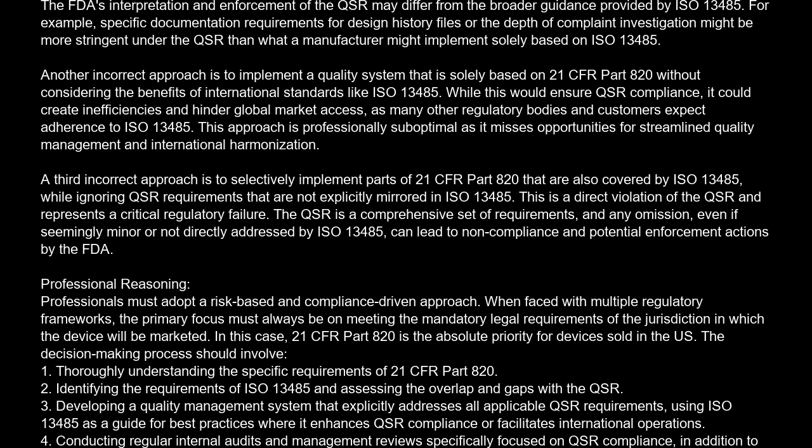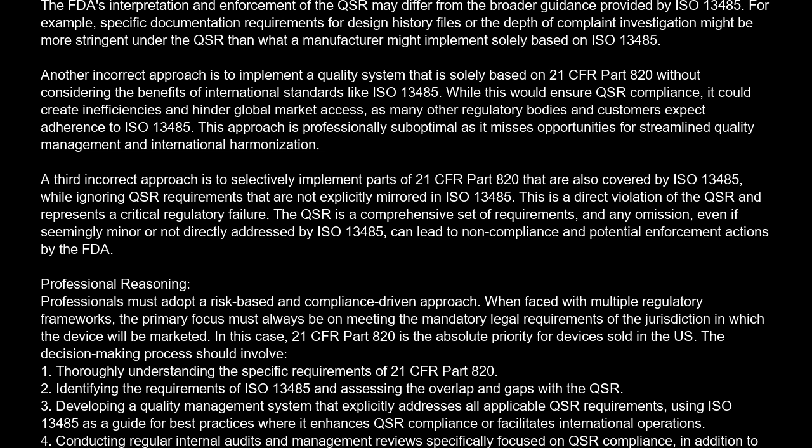A third incorrect approach is to selectively implement parts of 21 CFR Part 820 that are also covered by ISO 13485, while ignoring QSR requirements that are not explicitly mirrored in ISO 13485. This is a direct violation of the QSR and represents a critical regulatory failure. The QSR is a comprehensive set of requirements, and any omission, even if seemingly minor or not directly addressed by ISO 13485, can lead to non-compliance and potential enforcement actions by the FDA.